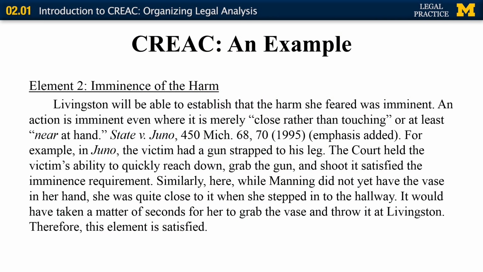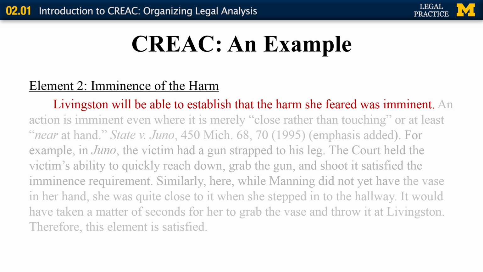So remember, one of the elements that Julia Livingston has to prove is that the harm she feared was imminent. In other words, it can't be the case that she was worried that her roommate was going to go out of state to buy a vase to come back and throw it at her a week later. That clearly would not be imminent harm. So we need to figure out how close in time the harm she fears is in order for her to establish that this element is satisfied. This is what a CREAC analysis for that second element, imminence, might look like.